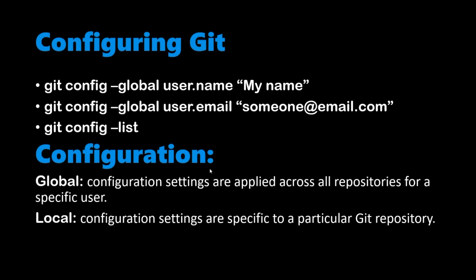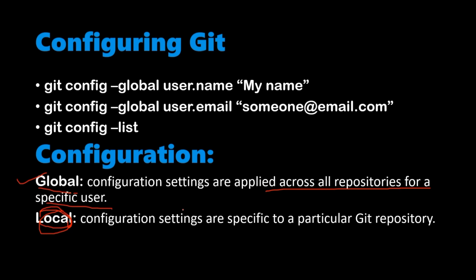But before that, I have to tell you something really important. There are two types of configurations on our system. One is the global configuration and the second is the local configuration. What is the global configuration? Global configurations are applied across all the repositories for a specific user.